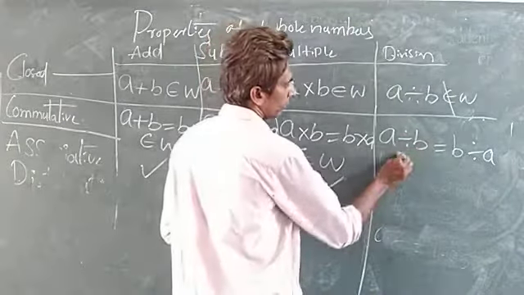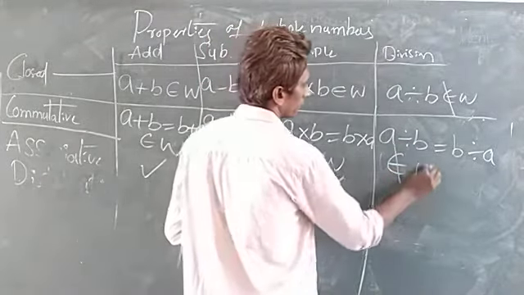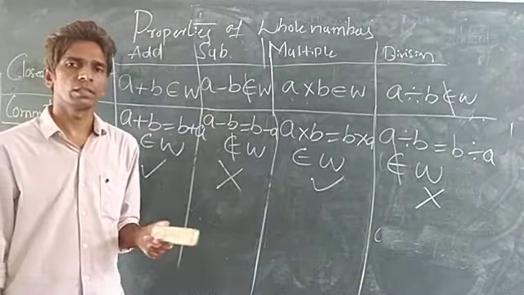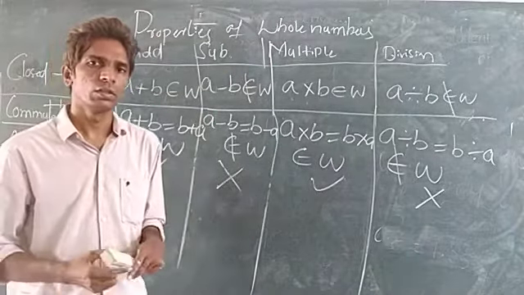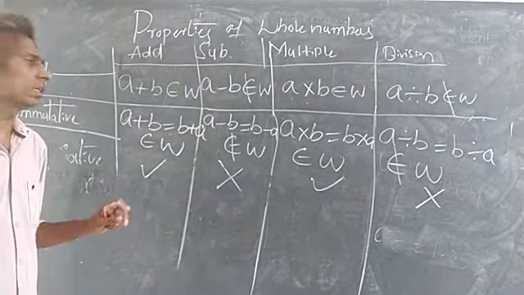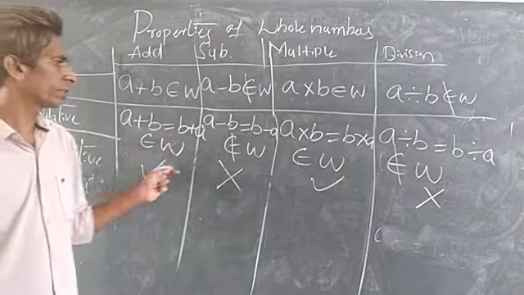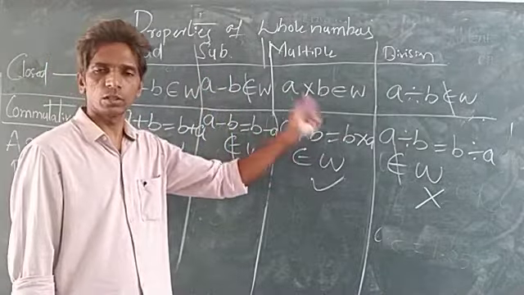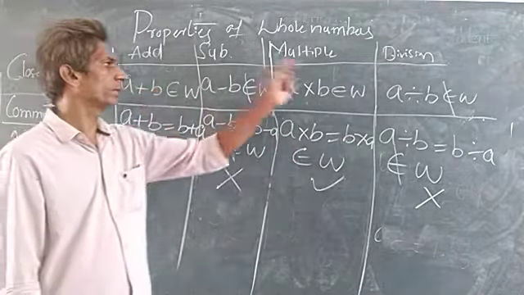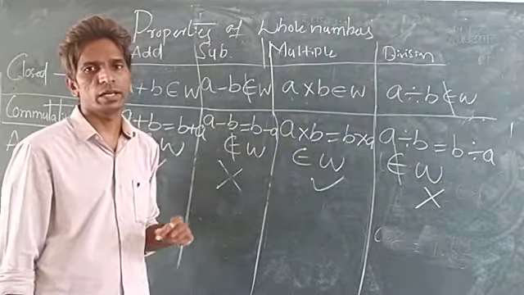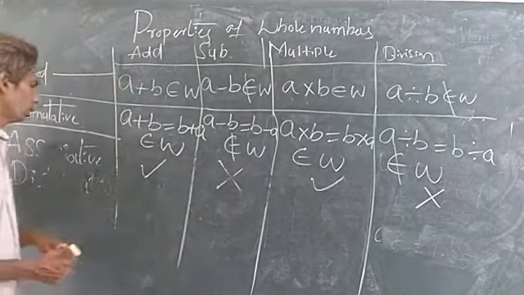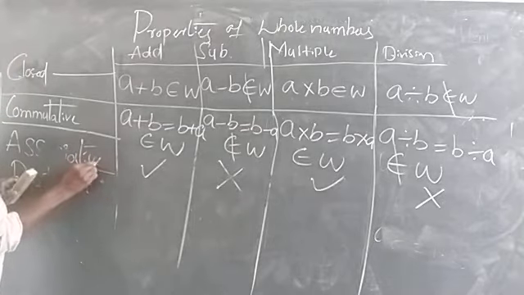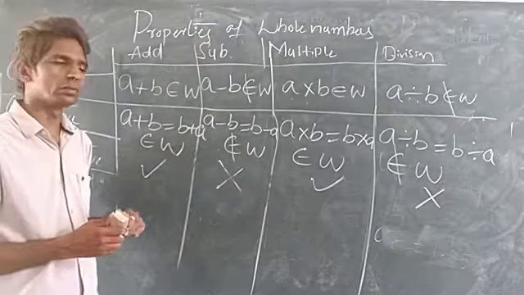A is equal to B. It does not satisfy the division also. So this is the commutative property. In the commutative property also, the first one and second one, addition and multiplication, satisfy the condition. In closure also, addition and multiplication only satisfy the condition. See the third one, associative.